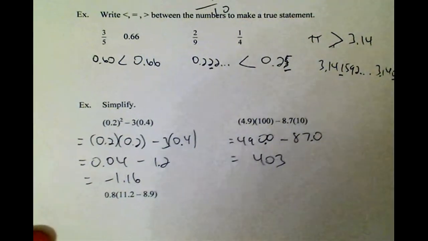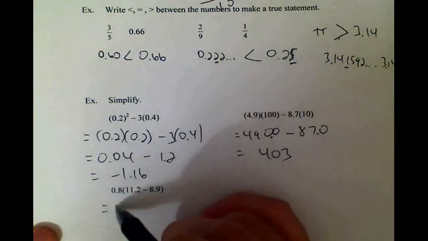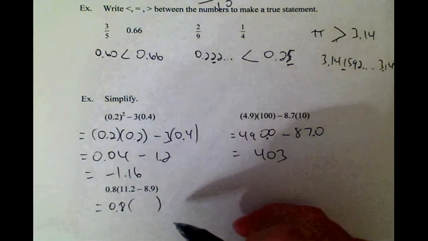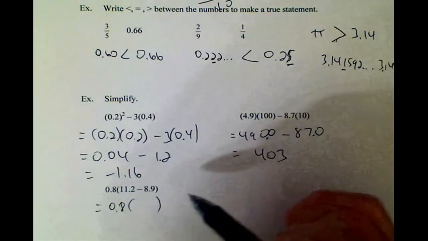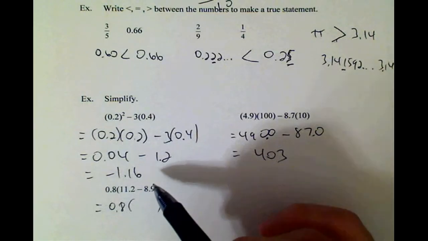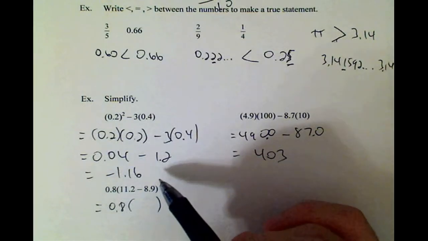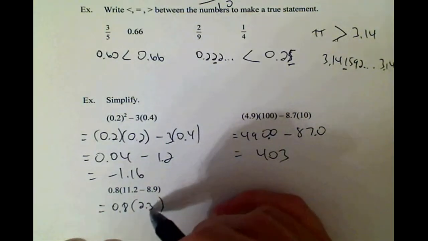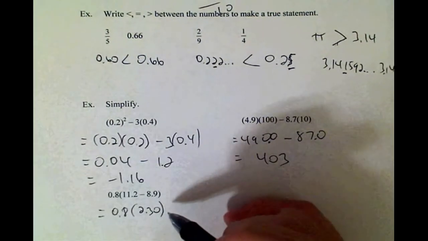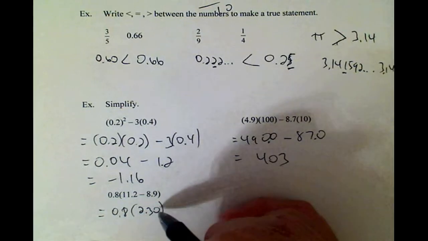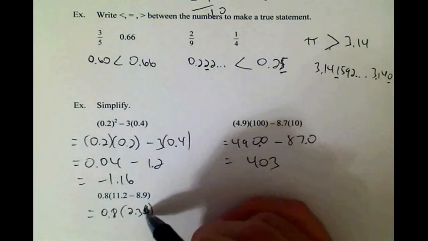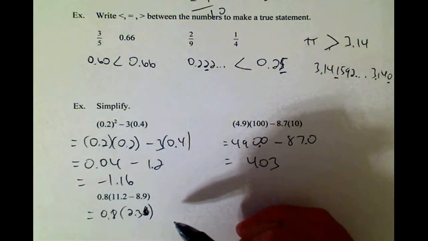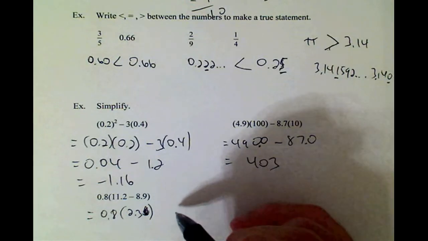Let's do this one. By the order of operations, we do parentheses first. Watch this. I like using money. $11.20 minus $8.90. What's the difference? Most people could think about it and see 2.30 or 2.3 is what we really need to look at. I'm going to mark up that 0 because it really is just 2.3 in this problem. I was thinking money when I was doing this.